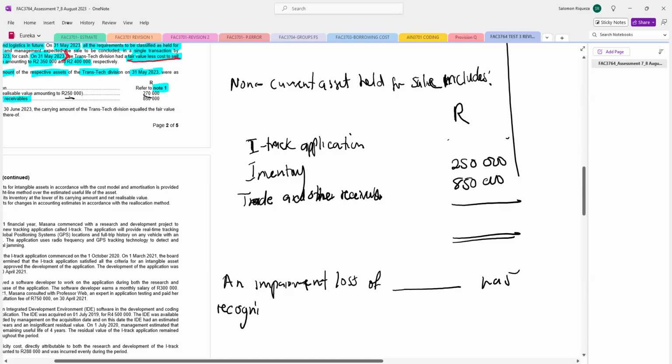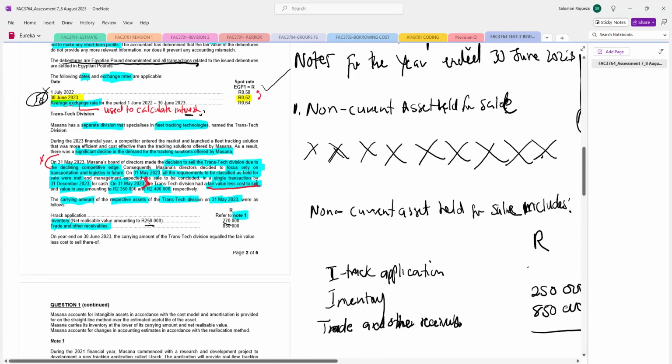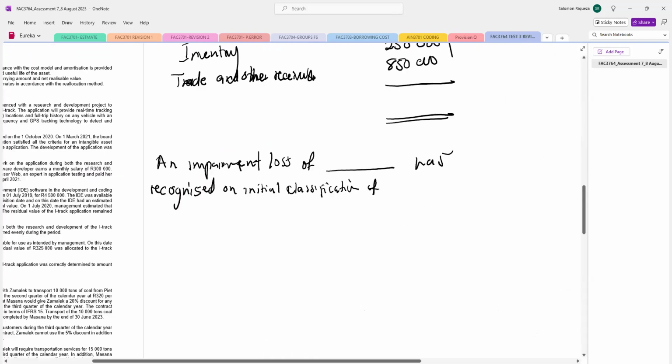Now, if there's no impairment at the end of the day, you just come and stretch this out. Ne? This is just us saving time. Was recognized on initial classification of this division. What is this division called? Of Transtech division.